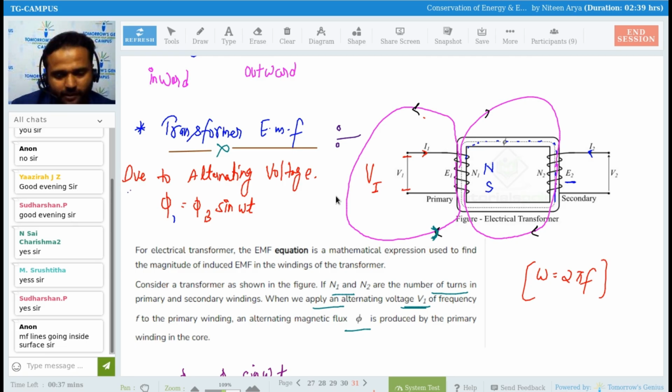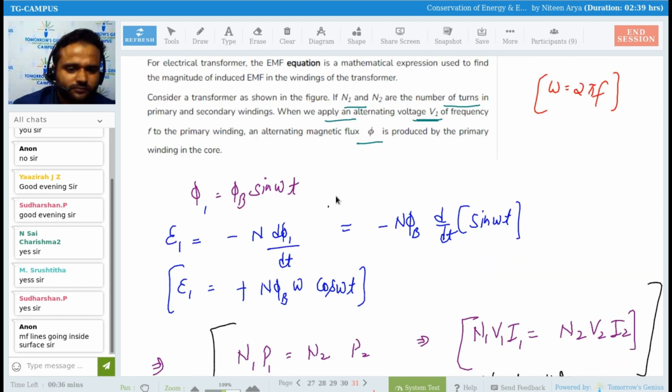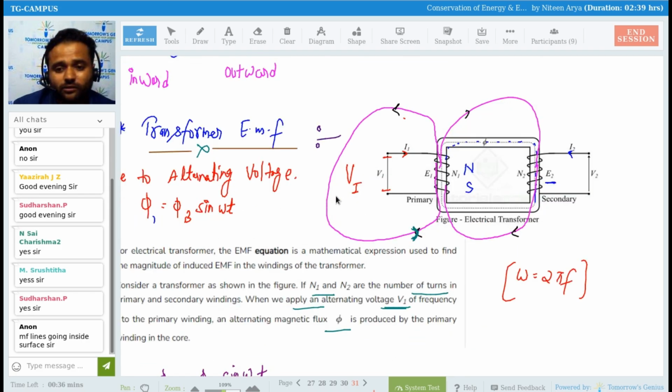Simply you can understand it this way: a magnetic flux passes through, this becomes a magnet, and when the magnetic flux of this is passing through the other coil, directly we get N2 d phi by dt. So from here you can get the formula also. Clear? Why should I write N2? Because I'm talking now about the secondary. Flux is only and only generated for the primary.